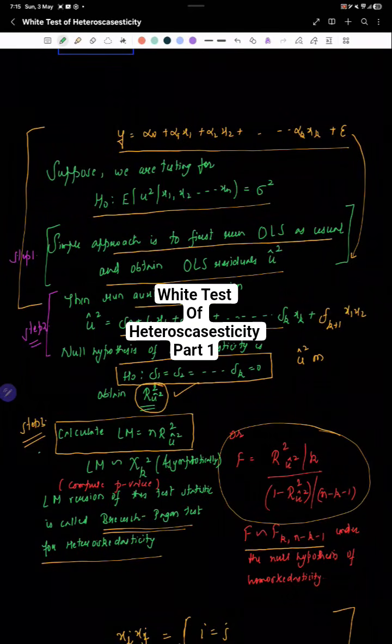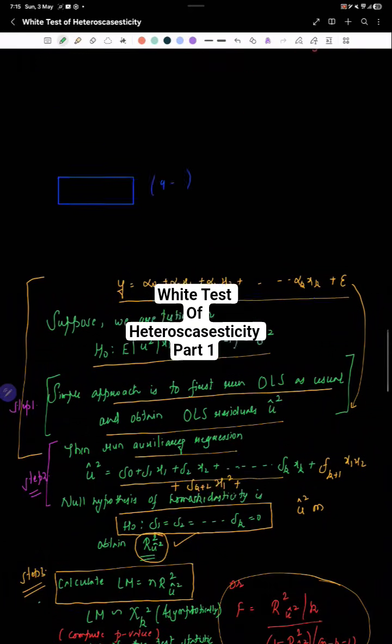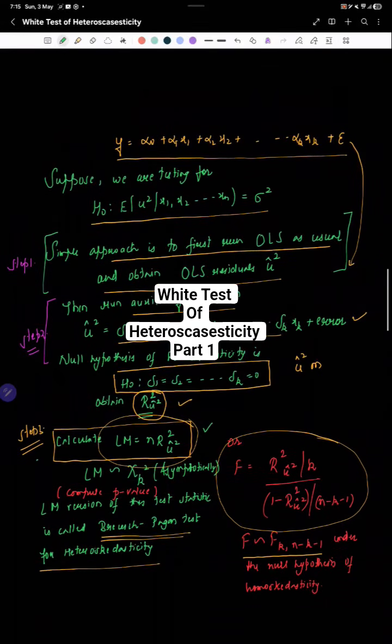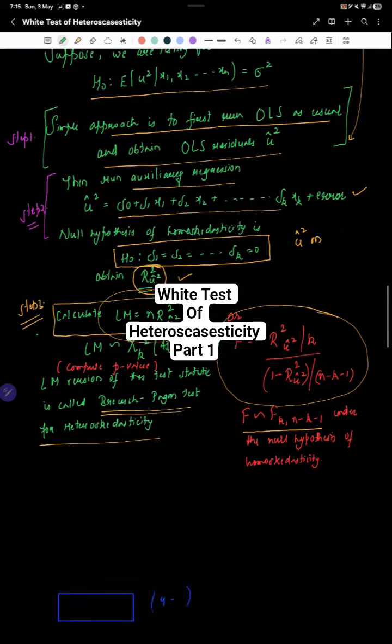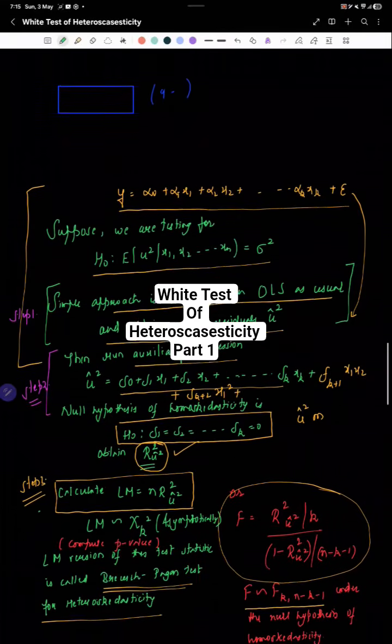Okay students, in the earlier lecture we tried to understand what the Breusch-Pagan test of heteroscedasticity is. In this particular lecture, we'll try to understand how to run White's test of heteroscedasticity. Actually, the Breusch-Pagan and White's tests are quite similar. At least, let's see the steps and then you will see.